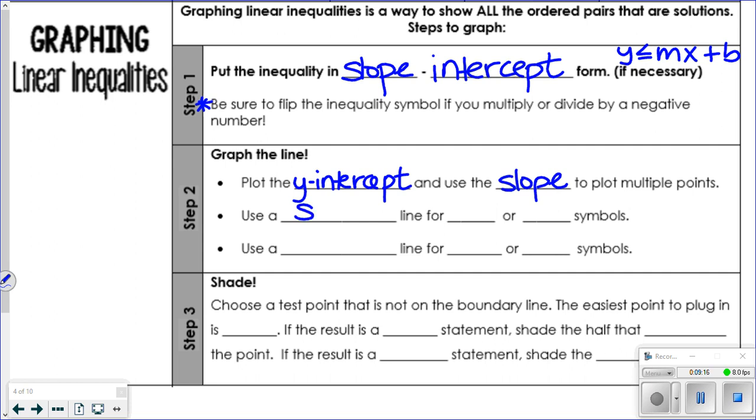We are going to use a solid line for less than or equal to, greater than or equal to. We use a dotted line or a dashed line for less than or greater than.